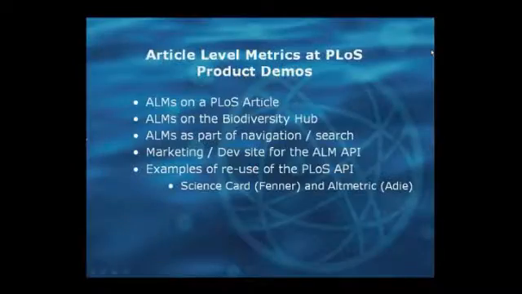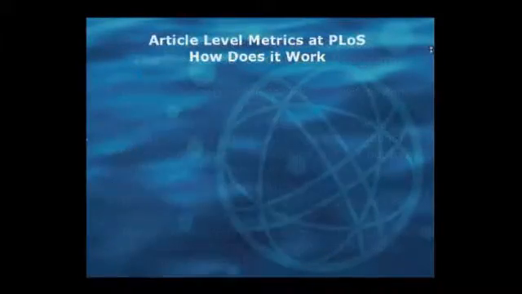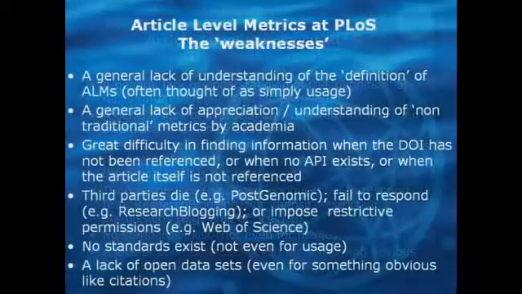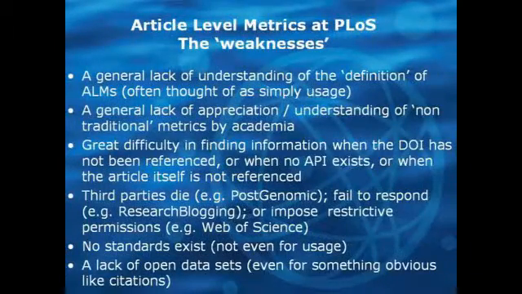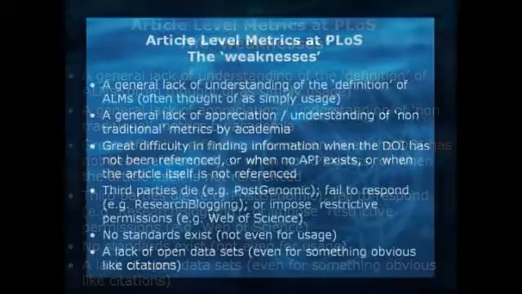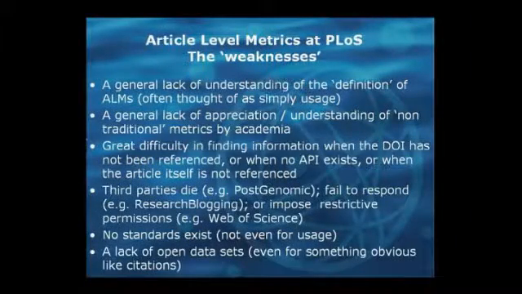And I think I've got a couple of minutes, I wanted to just talk about the weaknesses. Here we go. So I've got a few seconds. So the weaknesses of this program, I think, in my understanding, is there's a general understanding of the definition of article level metrics. A lot of publishers are throwing around the fact that they have ALMs, but really they're just talking about usage. We take it to mean usage, citations, blog posts, and so on. Academia don't understand these non-traditional metrics. We have real problems finding anything when it's not referenced properly on the internet. There's no DOI link, or even the article itself isn't mentioned. It just says a study, something like that.